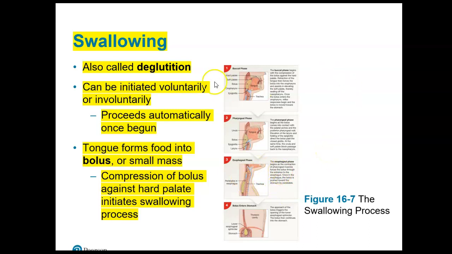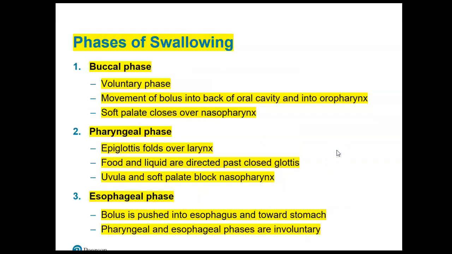So the phases are named for where they occur. Buccal phase is occurring in the oral cavity. That's when the bolus is moving into your throat. Pharyngeal phase, the bolus is in your pharynx or throat. And esophageal phase, the bolus is in your esophagus. Nothing too complicated about that. The buccal phase is the voluntary phase.